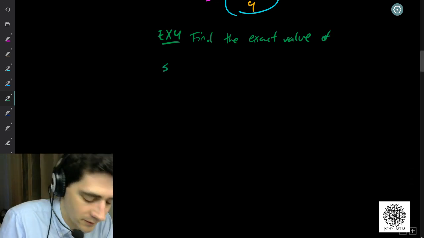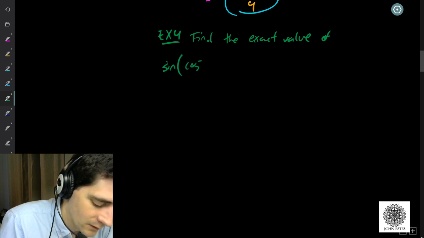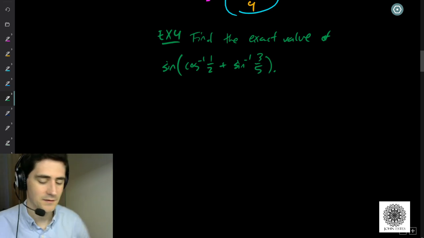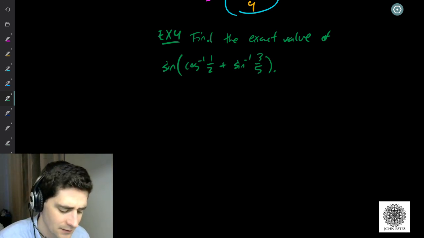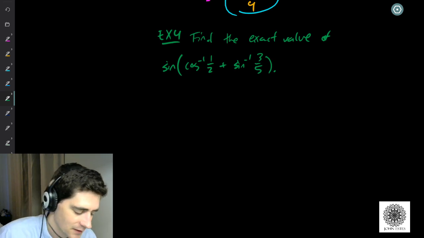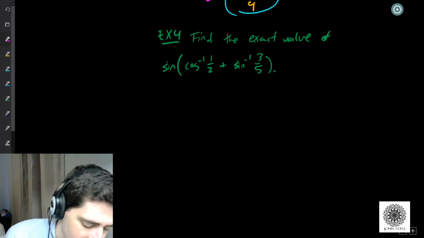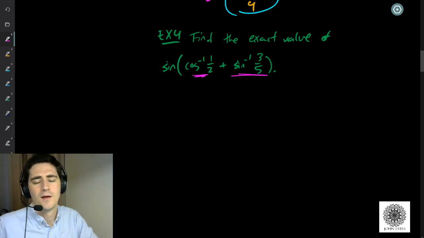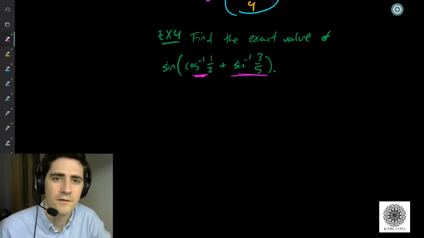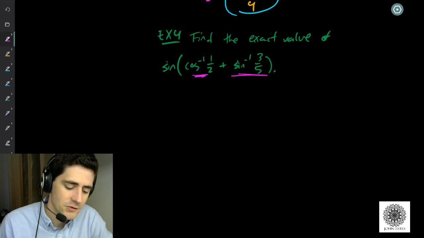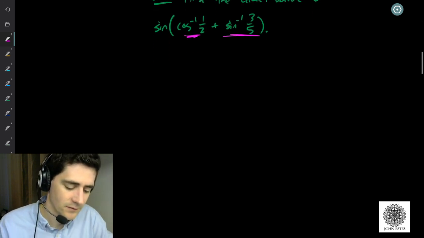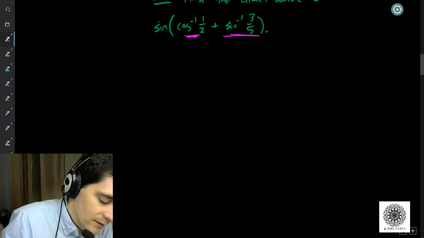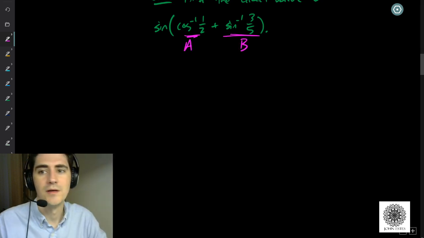Here's what we want. We want to know the sine of cosine inverse of 1/2 plus sine inverse of 3/5. I want to know exactly what that is. Okay, now, at first you're thinking, wait a minute, sine of what? So we have an addition statement in here, and we have these inverse trig functions, but you have to plug an angle into a trig value. But remember, the inverse trig functions are angles, right? What comes out of them is the angle. So this is angle A, and that is angle B.